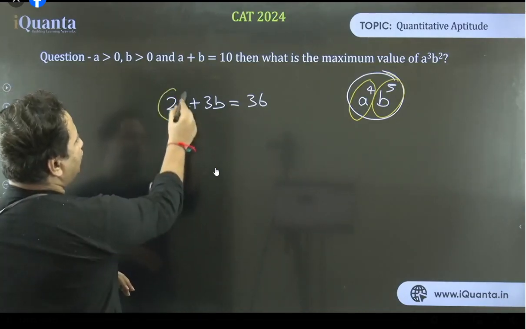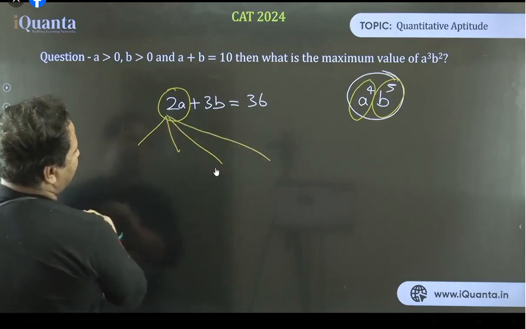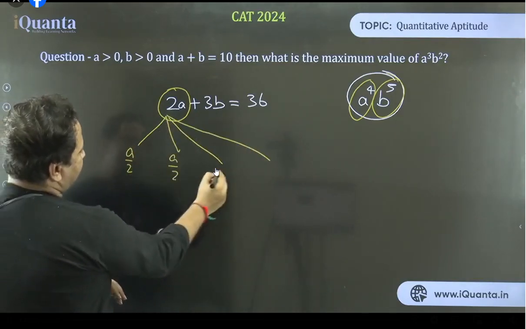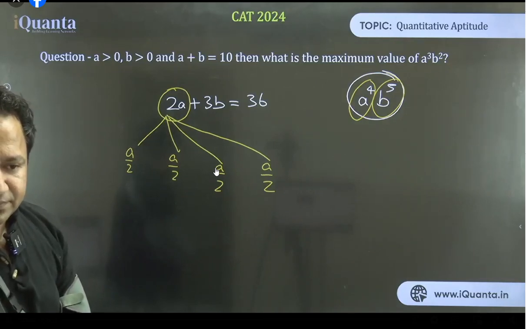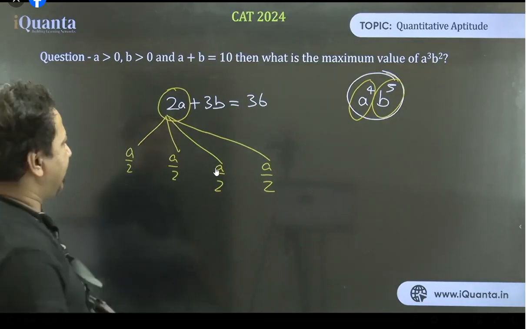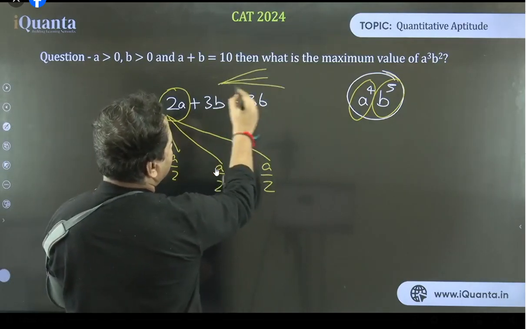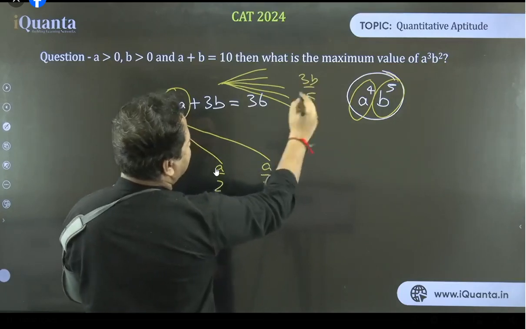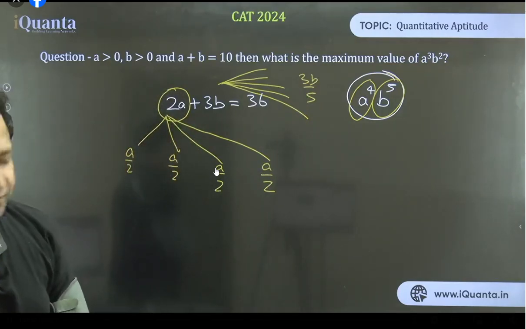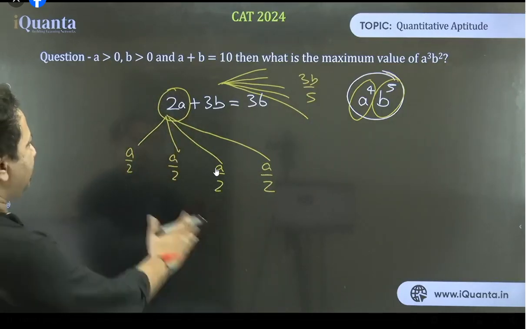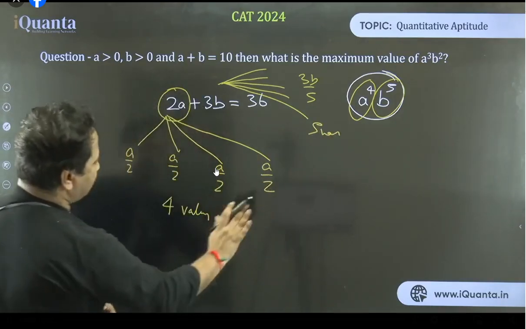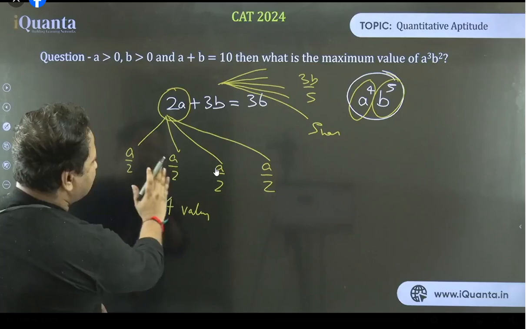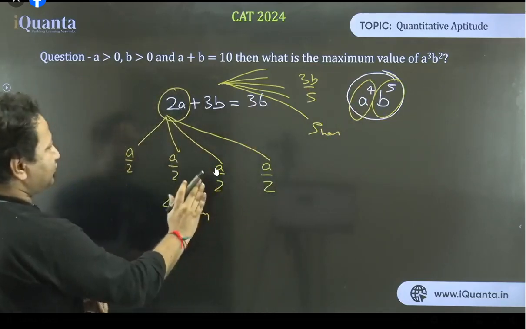So I need to divide 2a into 4 equal parts, which will be a by 2 each. Yes or no? That makes sense, right? And 3b into 5 equal parts, which will be 3b by 5 each. Clear? Okay? So now how many values do I have? I have 4 values here and 5 values here. Overall I have 9 values. These 9 values should be adding to 36.